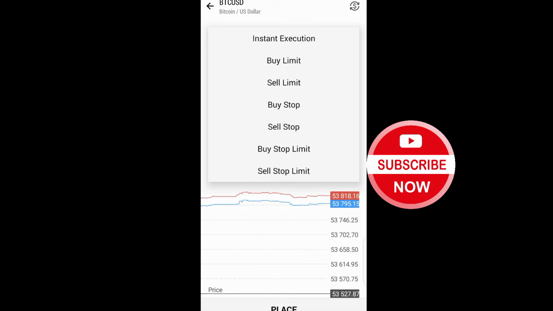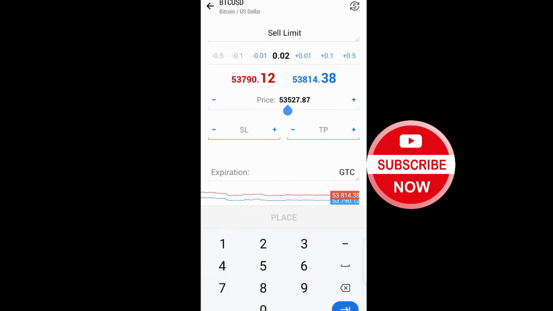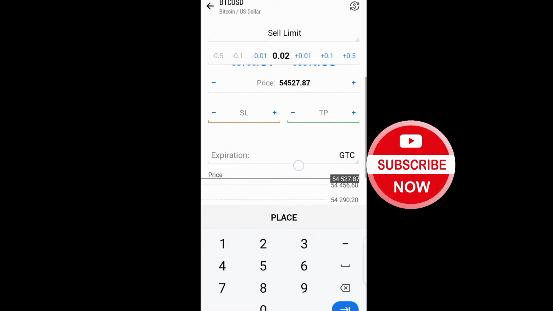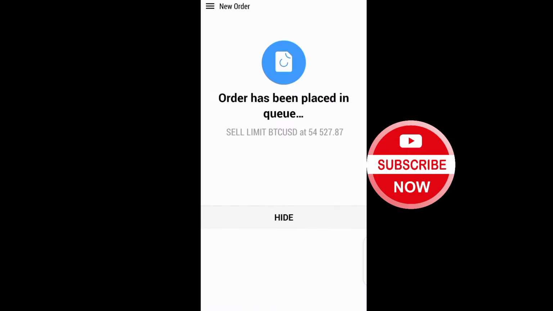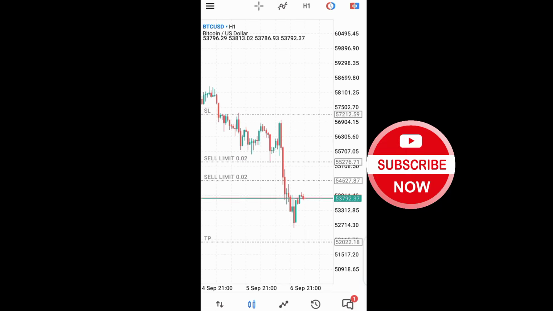Let's say I want a sell limit. I click on sell limit, then I set the price that I want to sell. Let's say I want to sell at 54,500. So it's at 54,500. If I want, I set my take profit and my stop loss, then I click on place. So it's quite simple. It's as simple as that. All right.